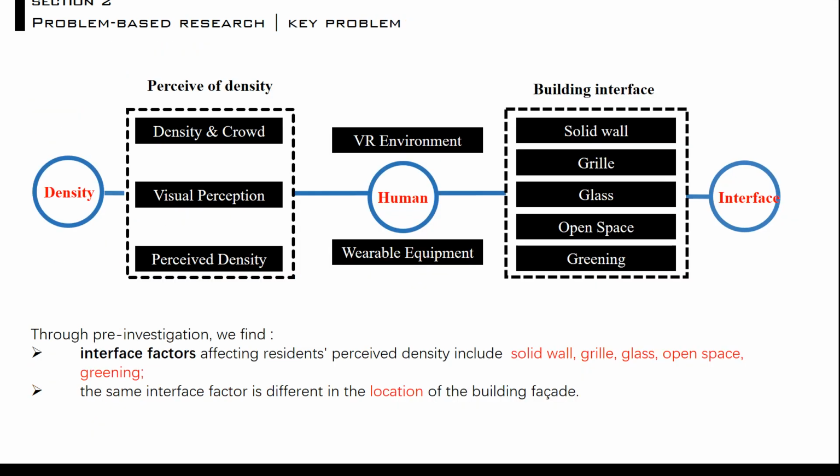Through pre-investigation, we find interface factors affecting residents' perceived density include solid wall, glass, gray open space, and greening. And the same interface factors differ in the location of the building facade.